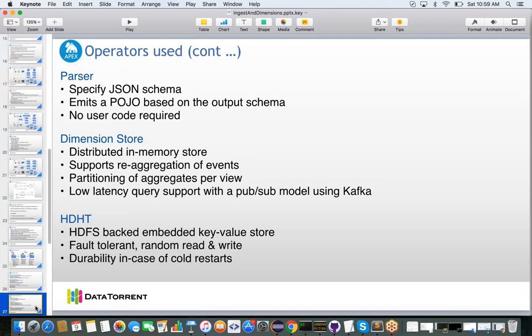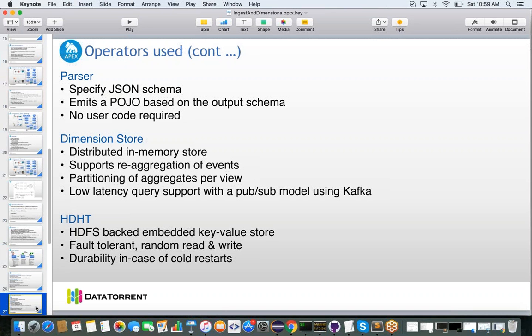The dimension store was an in-memory hash table, essentially. It supported reaggregation of events. They were partitioned per view. So let's say a publisher is a view, an advertiser is a view, and a demand partner is a view. Data was being partitioned into the store per view, and aggregations would be at a lower level than this view. And there was a low latency publisher subscriber based model with Kafka support built into it for answering queries.